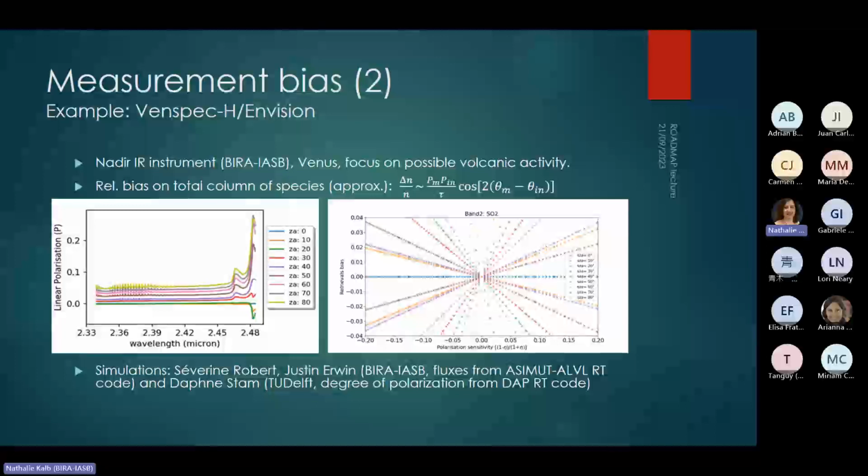So these kind of simulations have been done by Severin and Justin. Where is Justin? Over there. And these kind of simulations are used to formulate a requirement for the Venus package, ESA requirements. We have to specify the maximum allowed degree of sensitivity to polarization of the instrument. This is just an example of the degree of linear polarization for different scenarios, the different solar zenith angles. These have been done by Daphne Stam, Technical University of Delft.